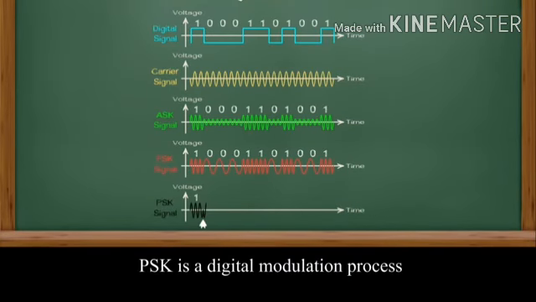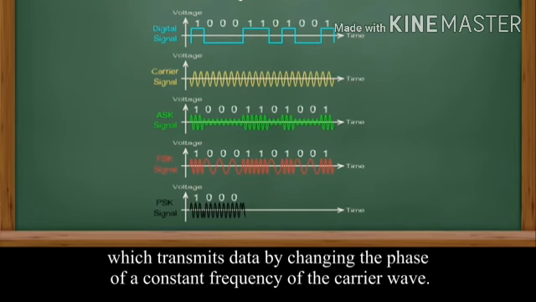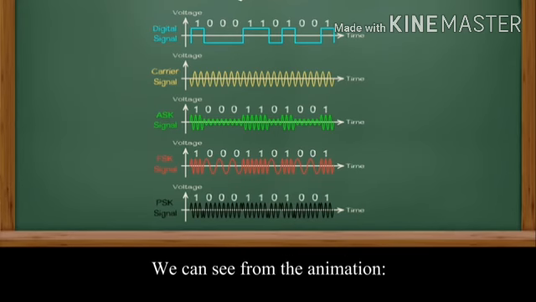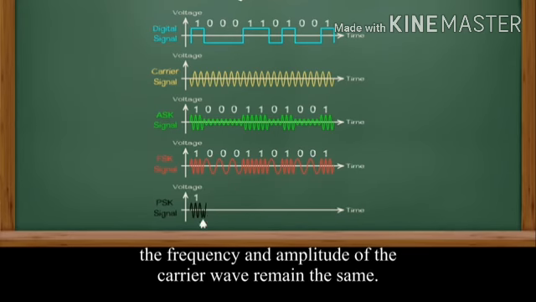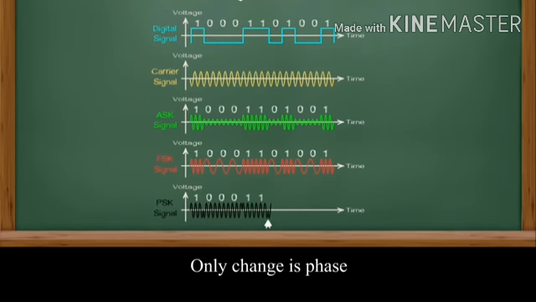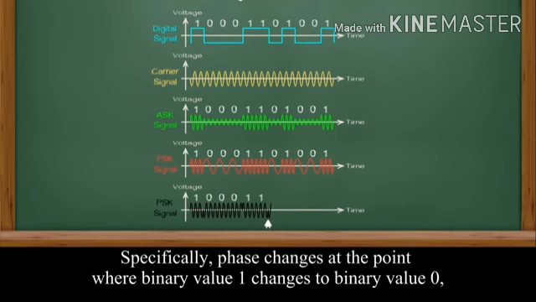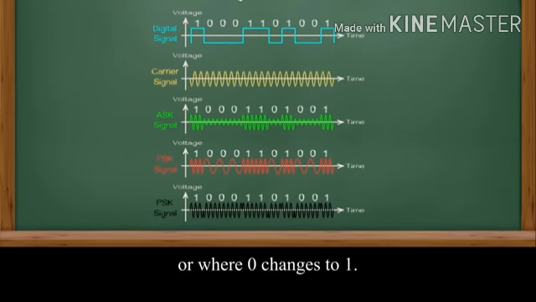PSK is a digital modulation process which transmits data by changing the phase of a constant frequency of the carrier wave. We can see from the animation the frequency and amplitude of the carrier wave remain the same. Only change is phase. Specifically, phase changes at the point where the binary value 1 changes to binary value 0 or where 0 changes to 1.